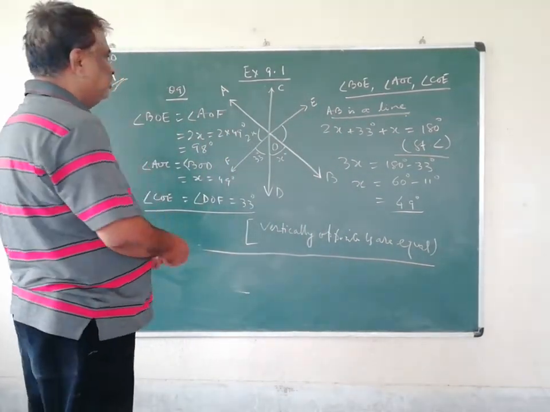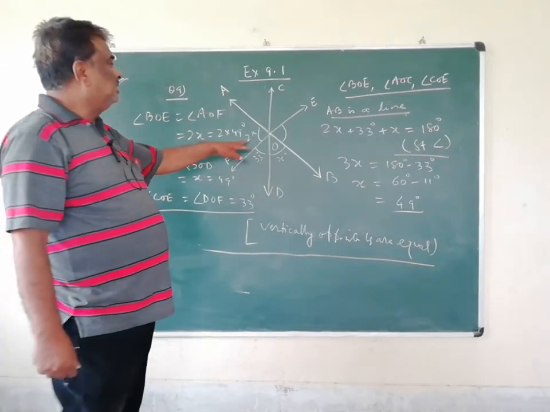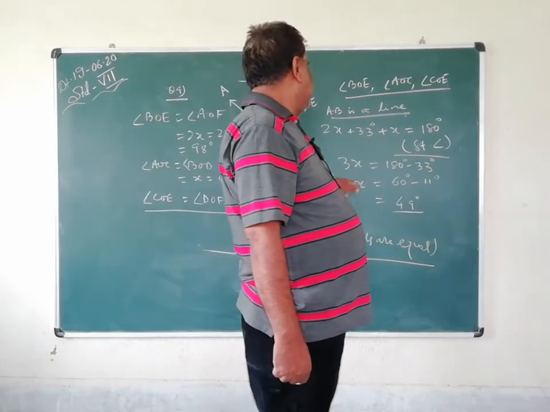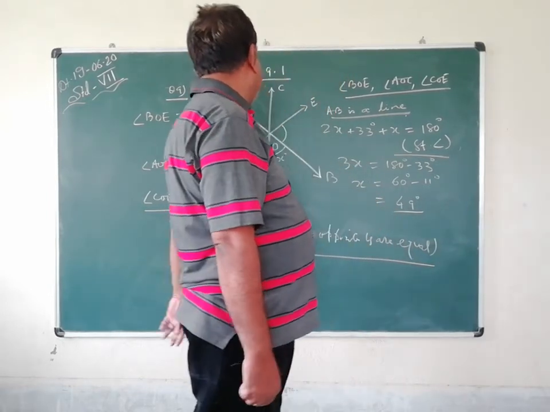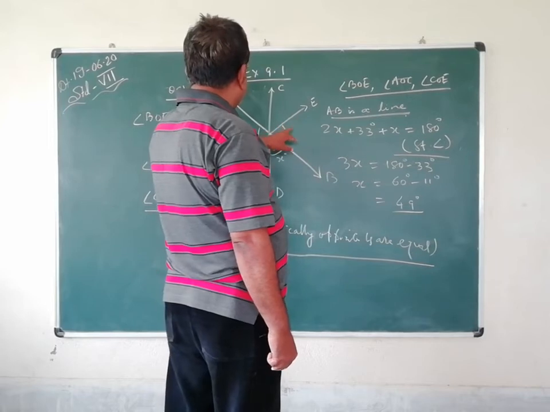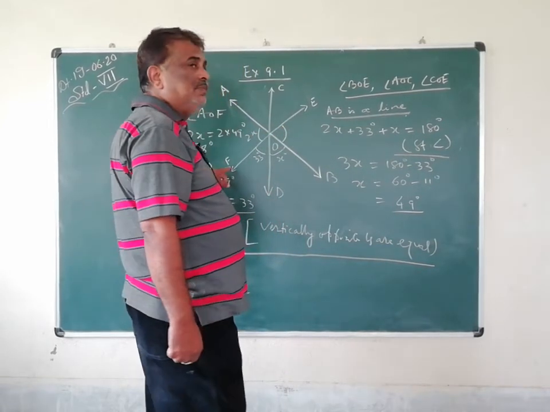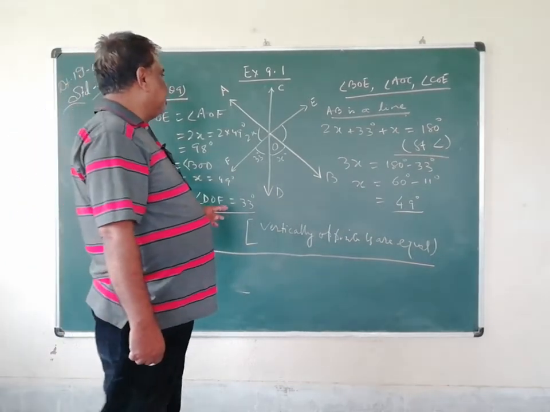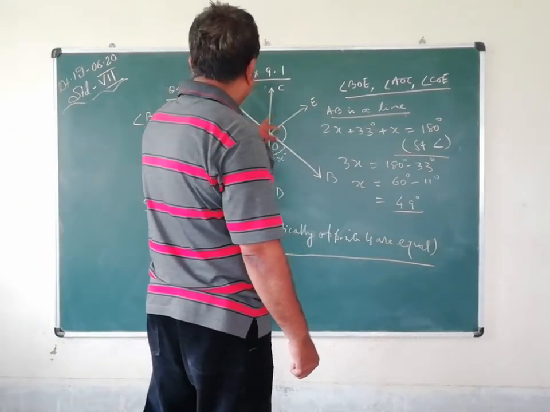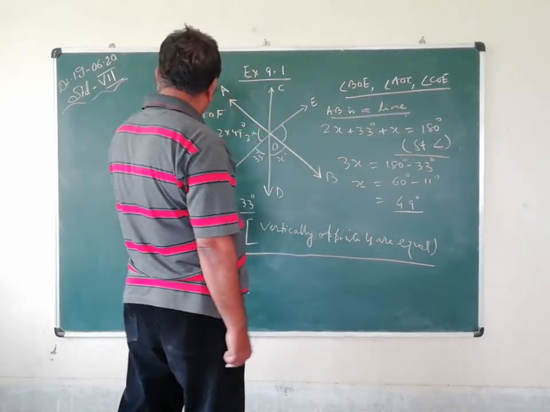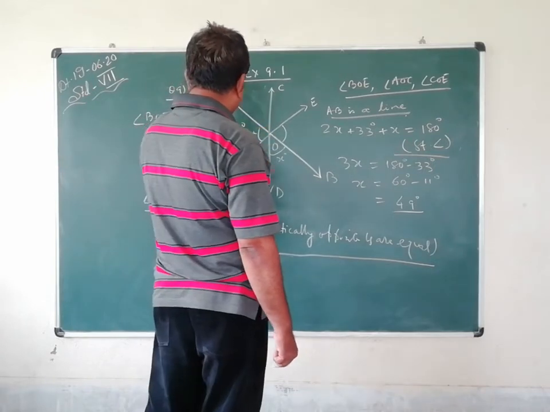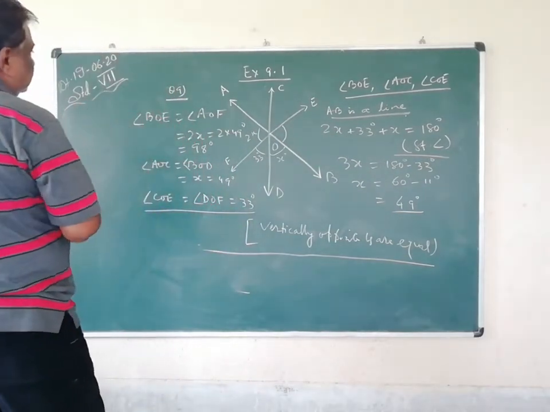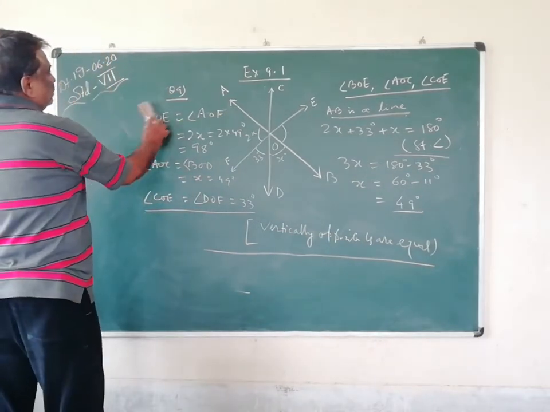This one is your question number 9. What we have done here, first one is AB is a straight line, so 2x plus 33 plus x is equal to 180 degree. Then I have solved this one, x becomes 49 degree. Now we have to find first BOE. BOE is equal to AOF, that is vertically opposite angle, so it will be equal to 2x, 2 into 49, that is 98 degree. Then come to the next question, AOC is equal to BOD, that is vertically opposite angle, that is equal to x, that is 49, and COE is equal to DOF is equal to 33 degree. So we conclude this one. Question number 9 is completed, and now we are going to do the other questions.